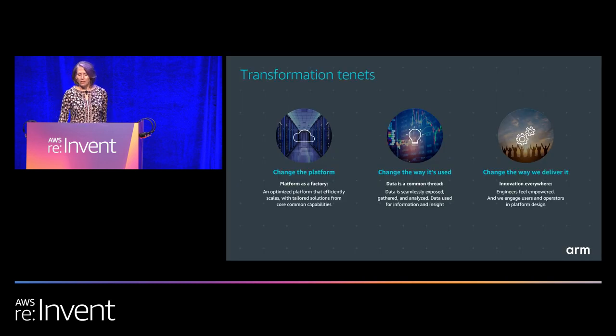So we've incorporated these drivers into a transformation program, which is comprised of three components or tenets. They are change the engineering platform, change the way the platform is used, and change the way that we deliver the platform. In the rest of my talk today, I'm going to talk about how we change the engineering platform to make it optimized yet scalable, responsive, flexible, intelligent, and lastly, cloud-based.